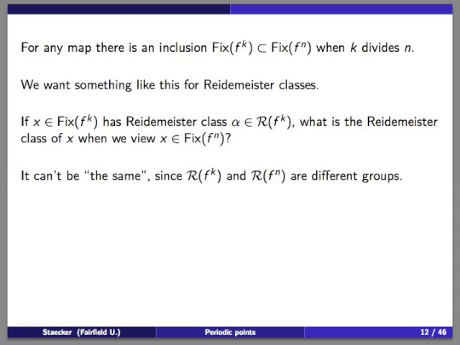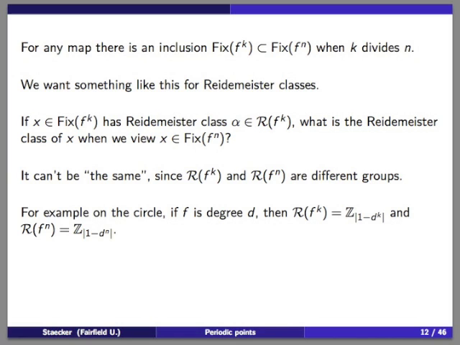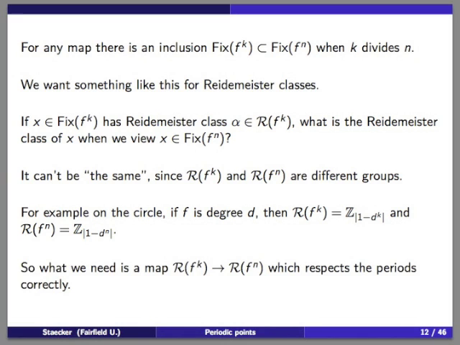Well, it can't really be the same because these two sets, these Reidemeister sets, are different sets. Sorry, they're not groups. They're different sets, right? For example, on the circle, if f is degree d, then the set at the kth iteration is the integers mod 1 minus d to the k, and at the other level it's this other one. All right, actually they are groups in this case, but usually not.